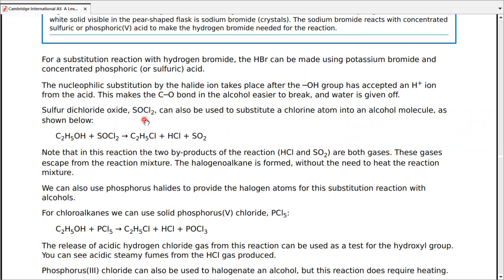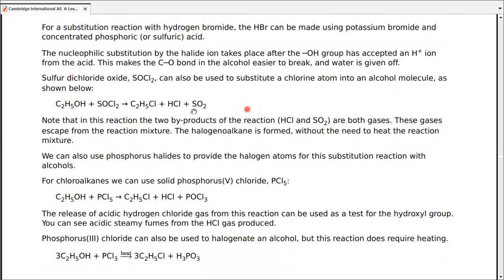Sulfur dichloride oxide, or SOCl2, something that I specifically named as thionyl chloride, and I asked you to write it in the book in the previous chapters because we're going to use this again and again afterwards in organic chemistry. That is important. It can also be used to substitute a chlorine atom into an alcohol molecule and to convert the alcohol into halogen alkanes. So there you go. When you react an alcohol with thionyl chloride, it would give you a halogen alkane.